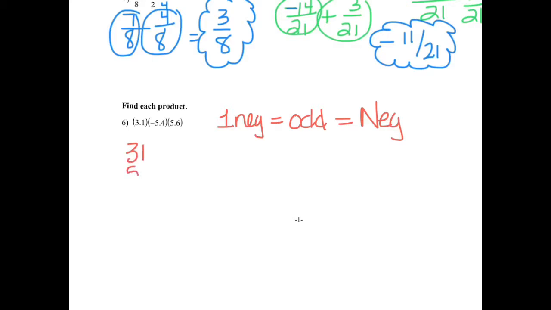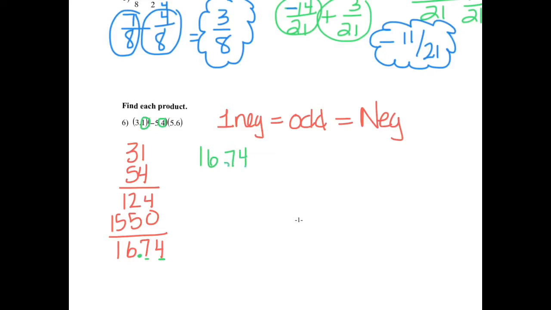I have 31 times 54. 4 times 1 is 4. 4 times 3 is 12. Bring a 0 down. 5 times 1 is 5. 5 times 3 is 15. Add them up. 4, 7, 6, 1. Count my decimal places to the right. You will notice that there is 1, 2 decimal places to the right. So I need to have 1, 2 decimal places in my answer. So I have 16.74. Now I'm going to multiply that by the 5.6.